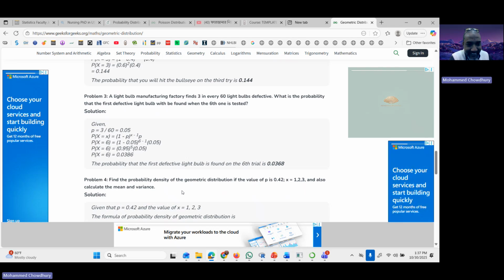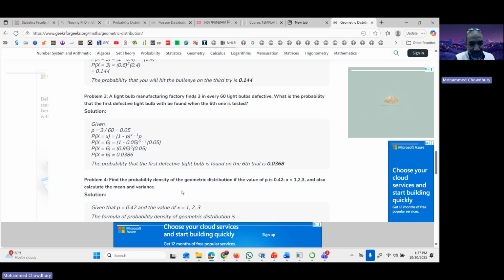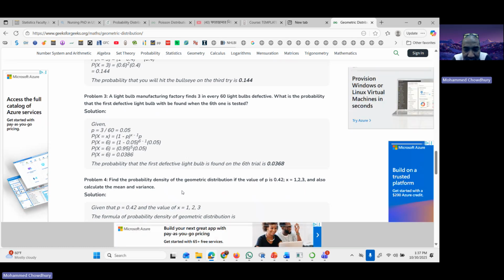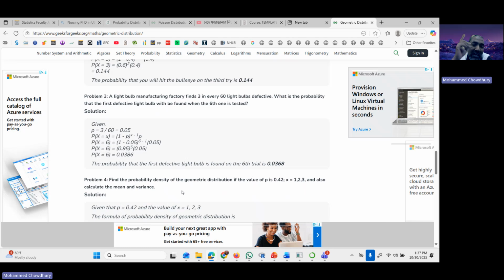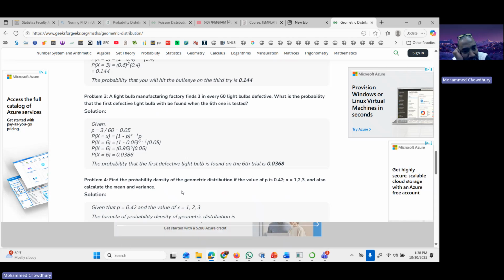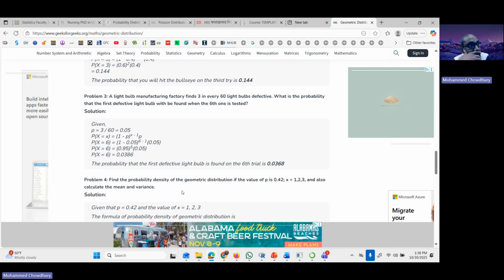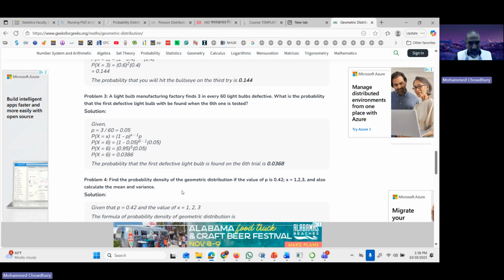Three, six, eight. I think maybe when they wrote it. So we can try, right? We can try and see which one is correct. A light bulb manufacturing factory finds 3 in every 60 light bulbs defective. So here you first have to find the probability of defective, which is 3 over 60. What is the probability that the first defective light bulb will be found when the sixth one is tested? Sixth one is tested, that means 5 failures, right? 5 failures. So now 6 over 30, which is equal to 0.05.